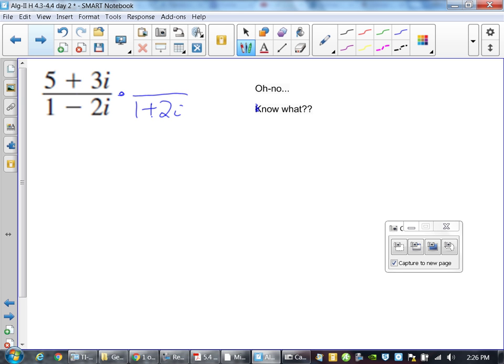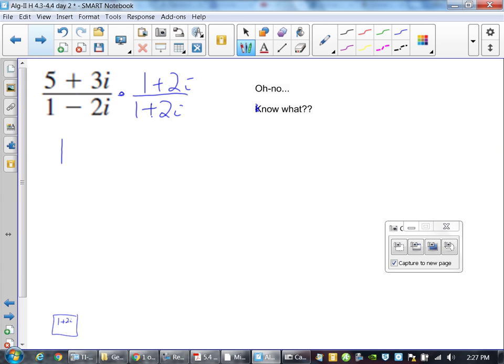But if I multiply the bottom by 1 plus 2i, what do I do at the top? Same thing. Because, once again, what does this equal? 1. All we're doing is multiplying by a factor of 1. By doing so, we're not changing anything. We're just eliminating the i value by multiplying by a scalar, and that scalar value is 1. So you do the same process. You FOIL out.